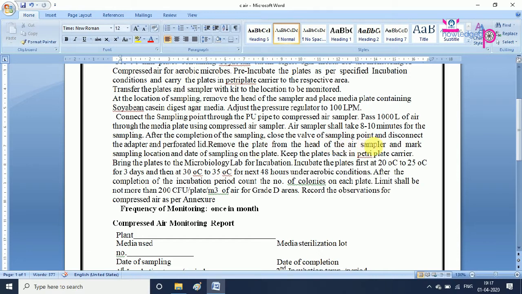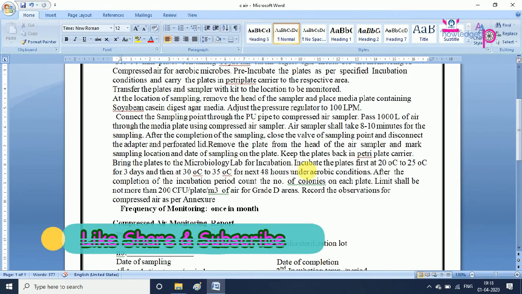Close the valve of the sampling point and disconnect the adapter and perforated lid. Remove the plate from the head of the air sampler and mark the sampling location and date of sampling on the plate. To avoid misunderstanding, after completion of the sampling, at the same time we have to write the sampling location point and date of sampling on the Petri dish. Keep the plates back in the Petri plate carrier. Bring the plates to the microbiology lab for incubation.